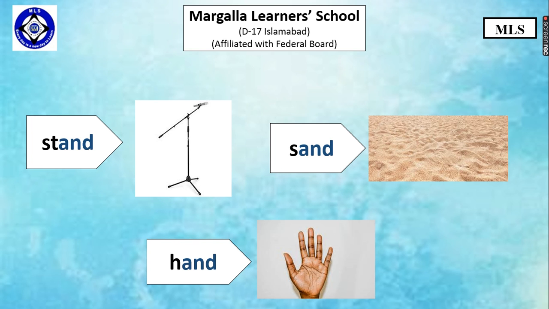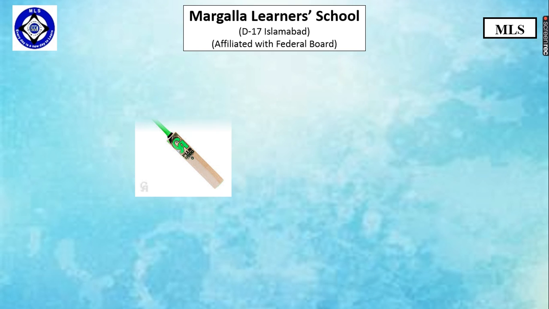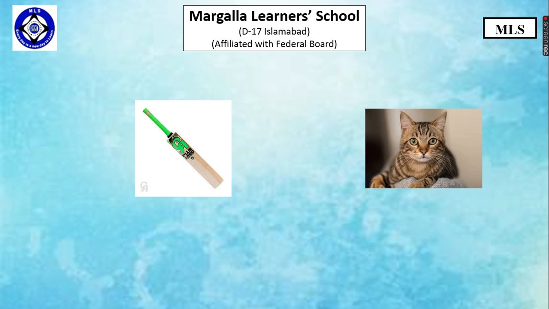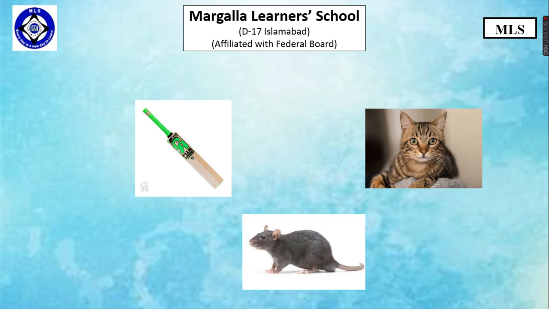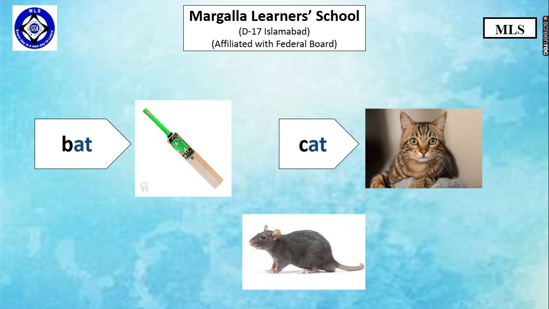Very good. Now let's come to page 5 and look at the picture here. Can you name these objects? The first one is a bat. Then we have cat. And at last we have a rat. Now, in these three words, the common letters are A, T. And the common sound is at.